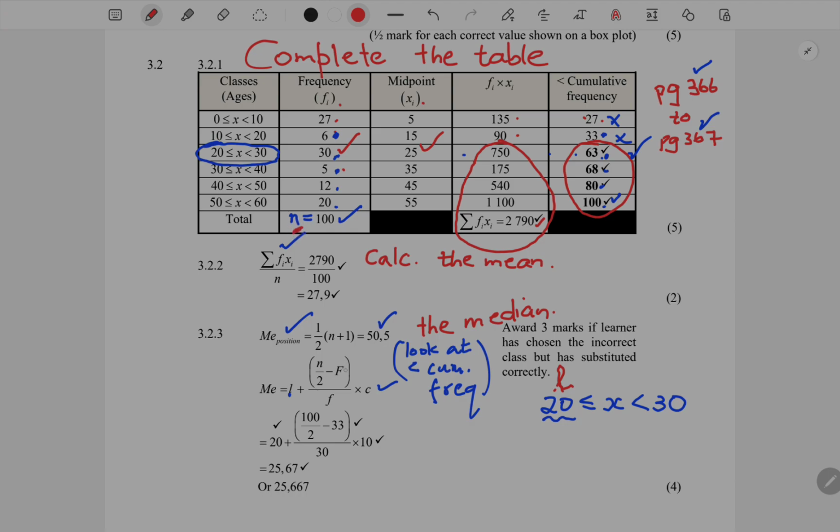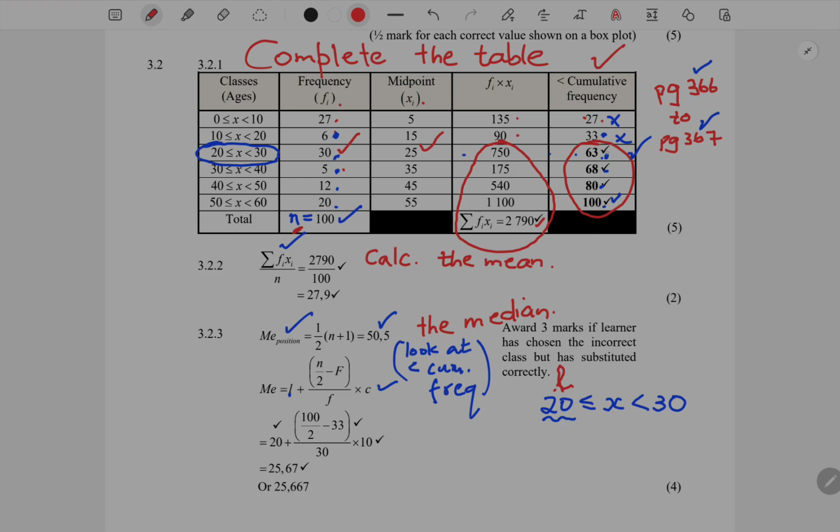Over 2 minus capital letter F. What does capital letter F stand for? Then you go to page 366. It says capital letter F is the sum of the frequencies of the class intervals above the median class interval. So above the median class interval, you look at this column. You look at the cumulative frequency to find capital letter F.